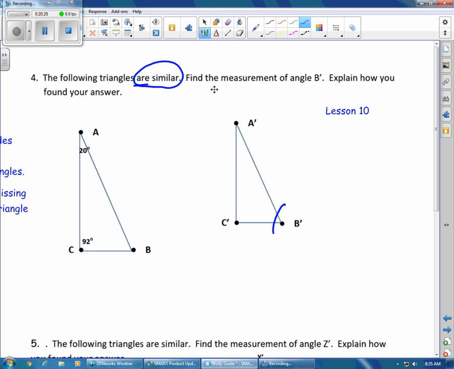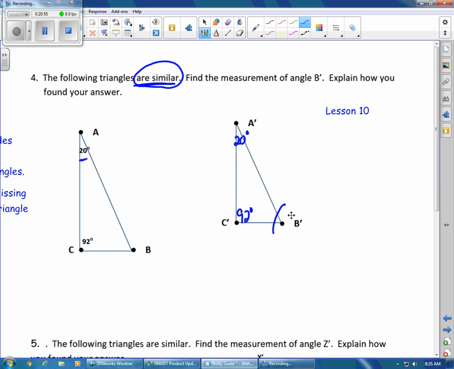So the first thing I can do is say they are similar, so I know angle A prime is going to be 20 degrees. I know angle C prime is going to be 92 degrees. How do I know that? Similar triangles have corresponding angles that are congruent. Now to find my answer for angle B prime, I do have to use the triangle sum theorem because I don't know what B is, but I know two others, so I can figure out that third one.